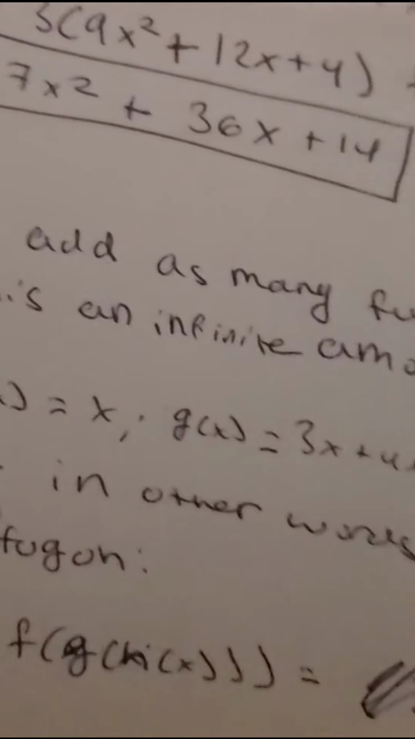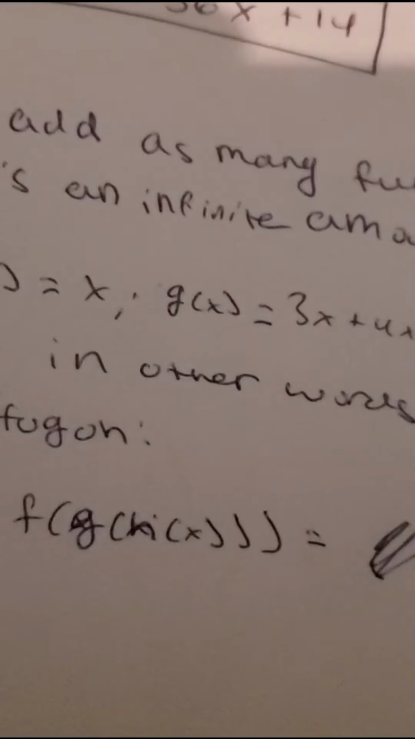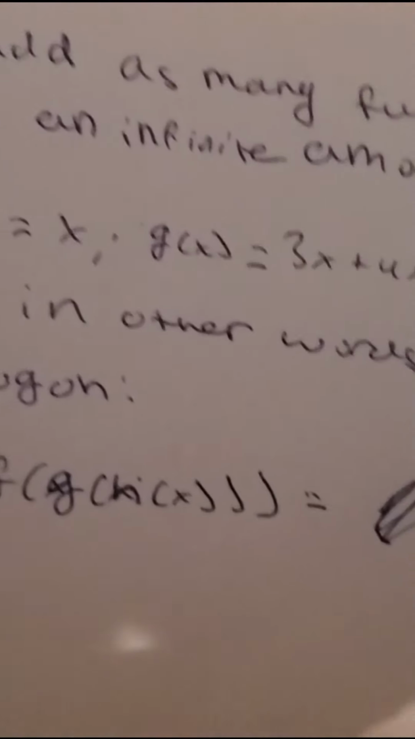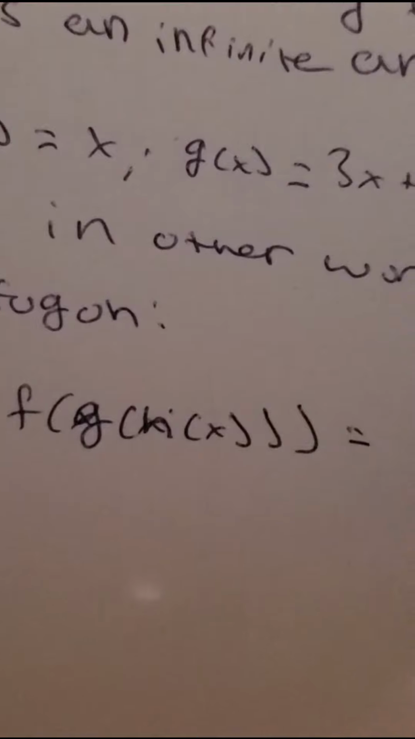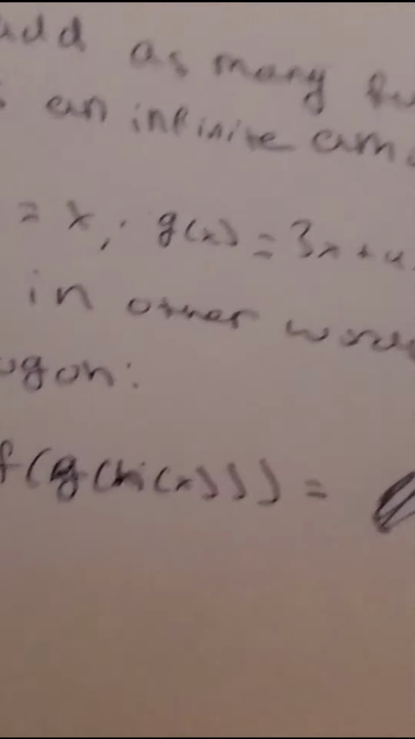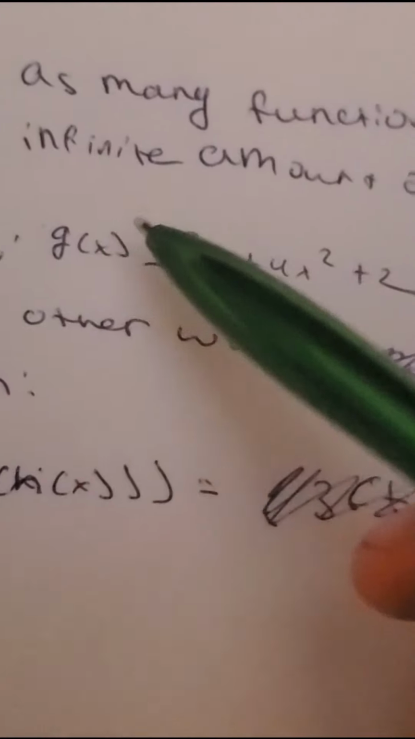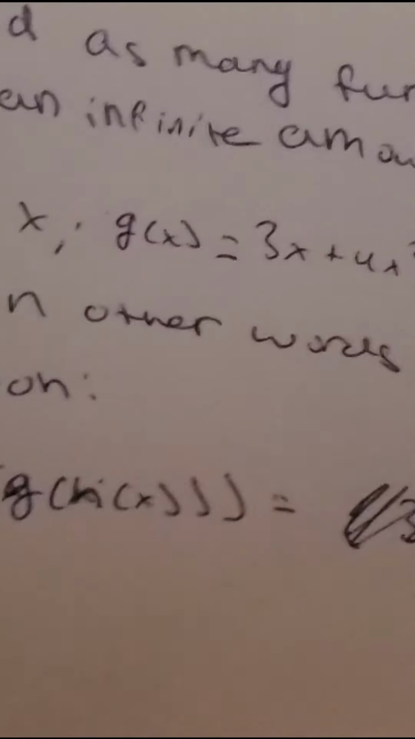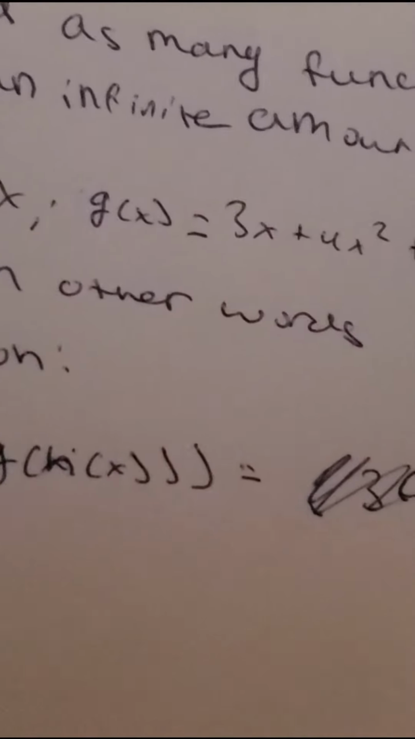Alright, so what if we have 3 or more? What if we start to create a chain? So this chain right here, we could add more and more functions. We could compose multiple functions, and we just take it one step at a time.